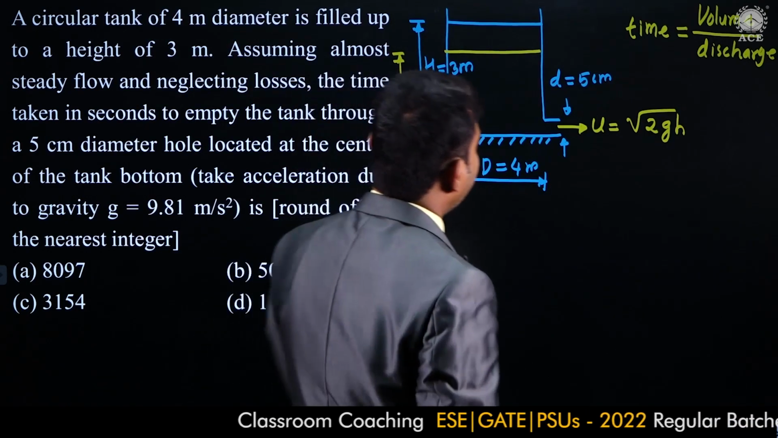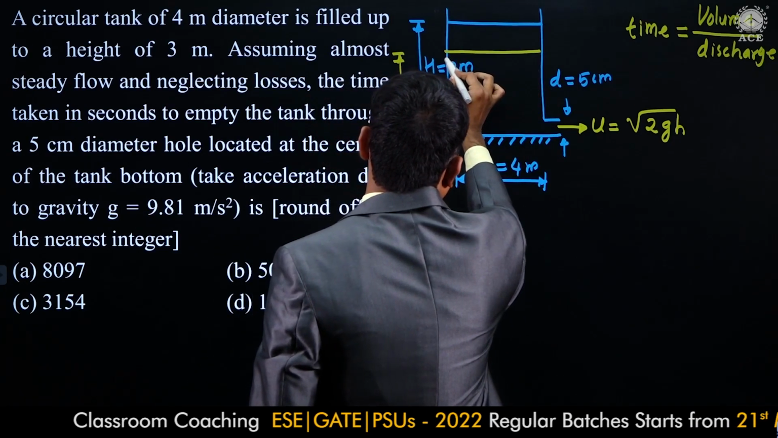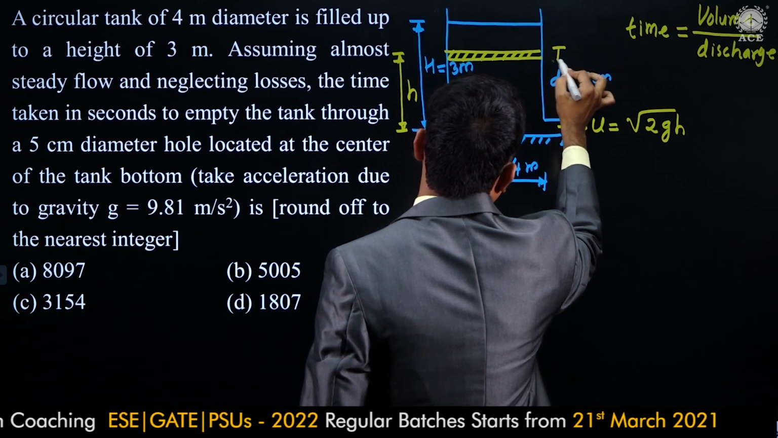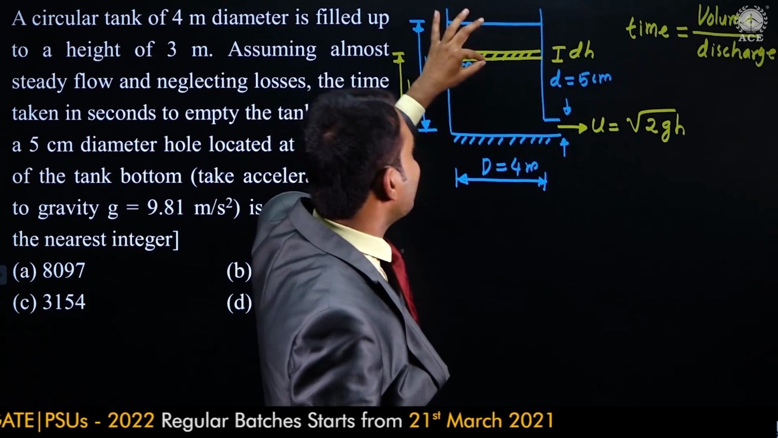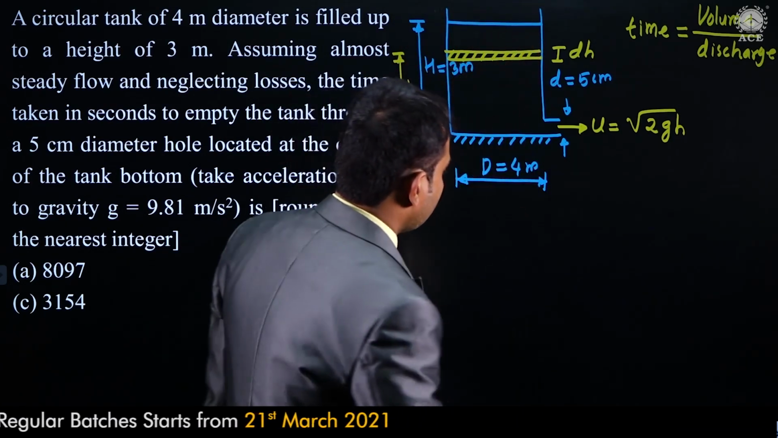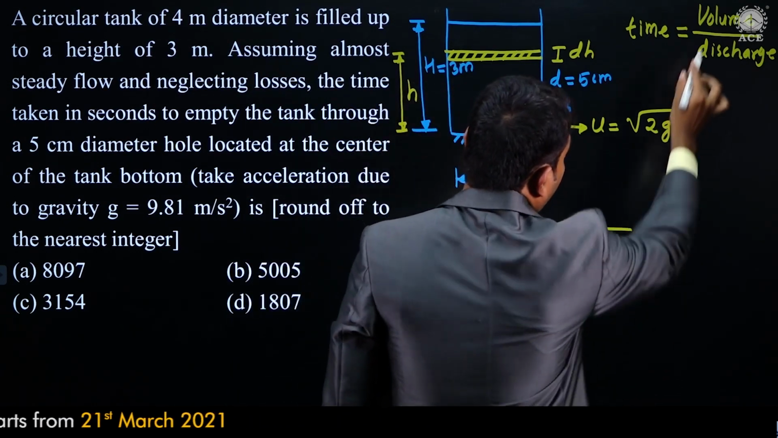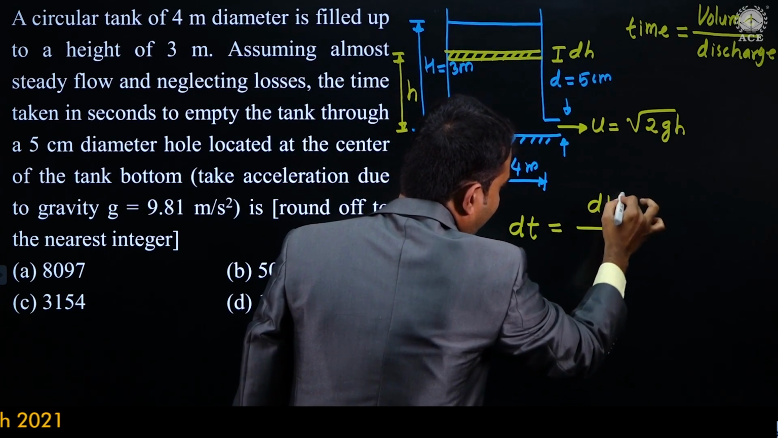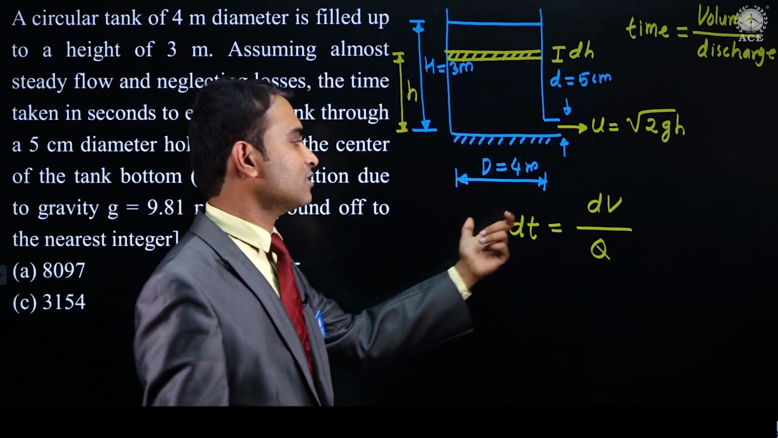So at this particular moment, velocity is root 2 gh. Now in time dt, this level is decreased by dh. Now find out the small time required to remove this much amount of water. So that small time dt will be equal to the volume removed during that time, let us say dV, divided by the discharge at that moment. So this is the formula for small time.